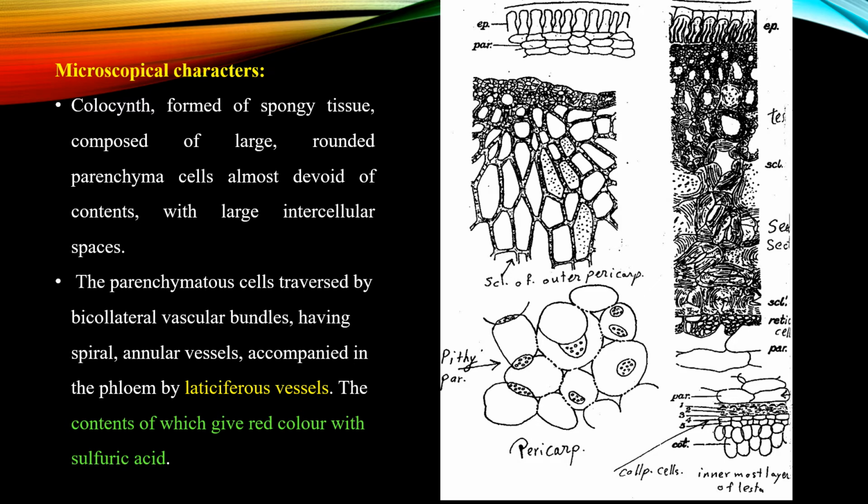In the phloem region, there are lactiferous vessels which are stained red with sulfuric acid. But when removing the outer part, we can see only the parenchyma cells with the intercellular spaces and the bicollateral vascular bundle containing the lactiferous vessels. Photograph of the entire fruit with epicarp and supporting sclerites, and this is a photograph of the mesocarp with parenchyma cells.